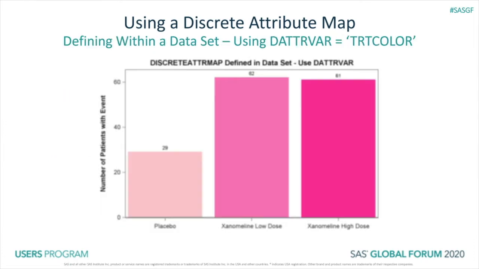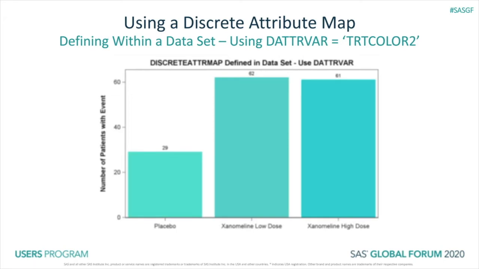So when I was using my pink colors, I had my DATTRVAR equal to treatcolor. I get my nice pretty pink colors, and then somebody says I would rather have it in turquoise, and now we'll just change that one statement on the PROC SGRENDER to DATTRVAR equal to treatcolor2. And so now I have my turquoise.